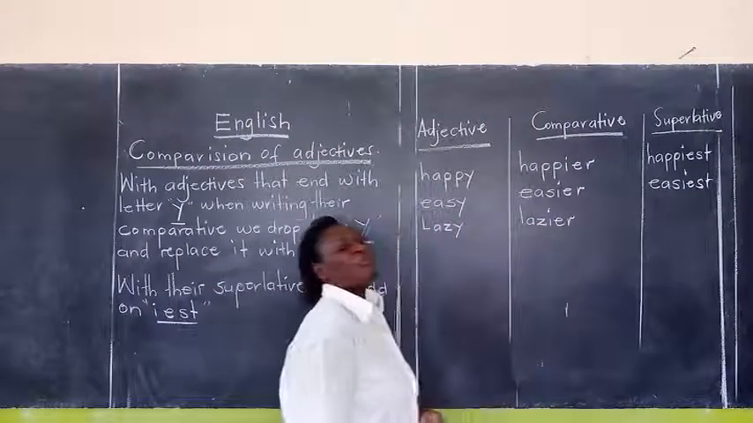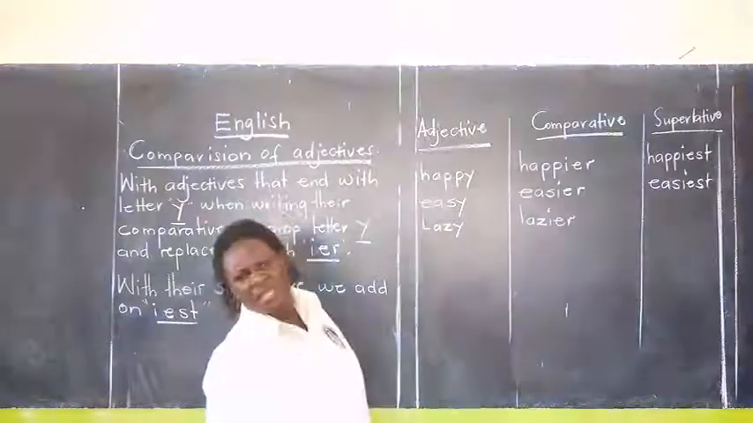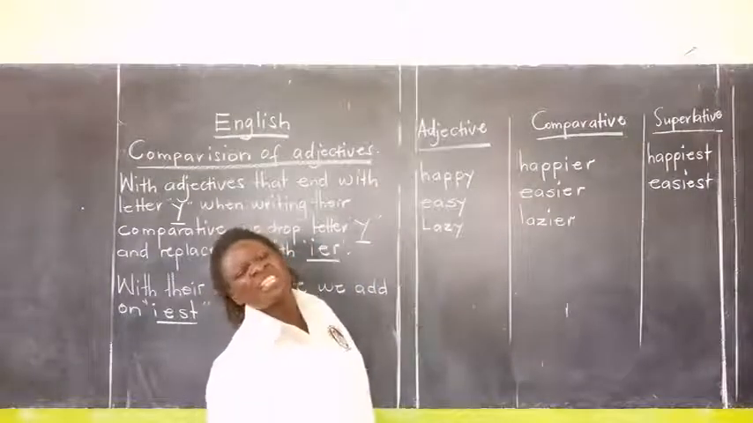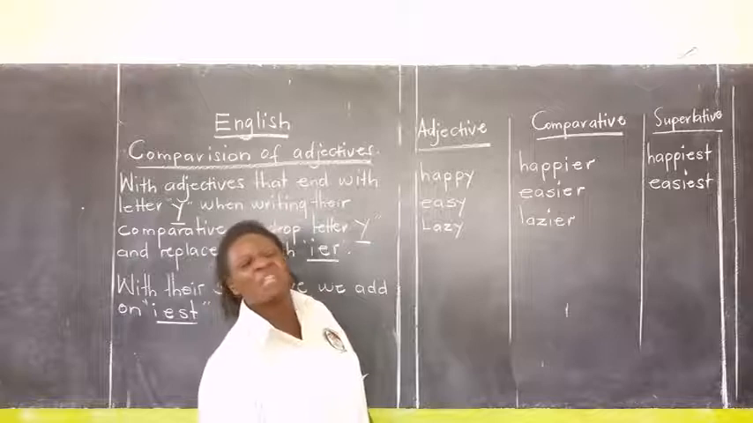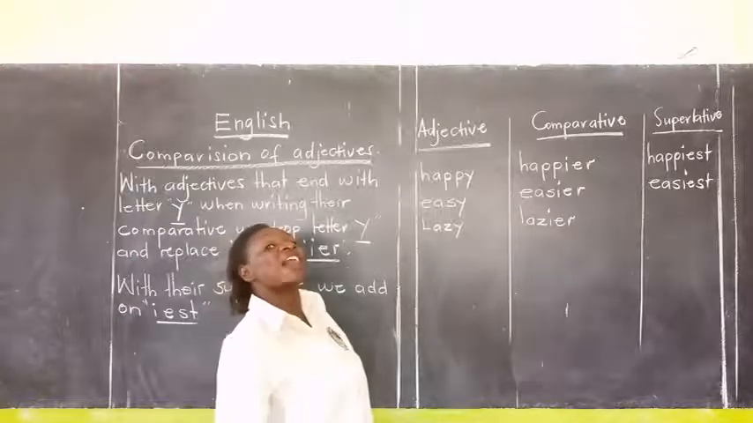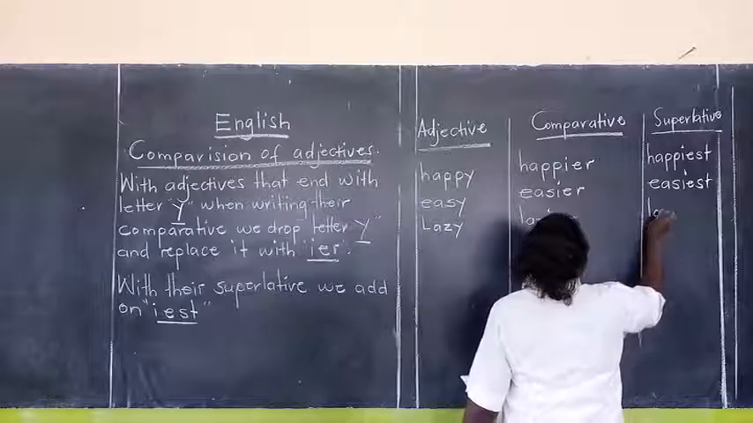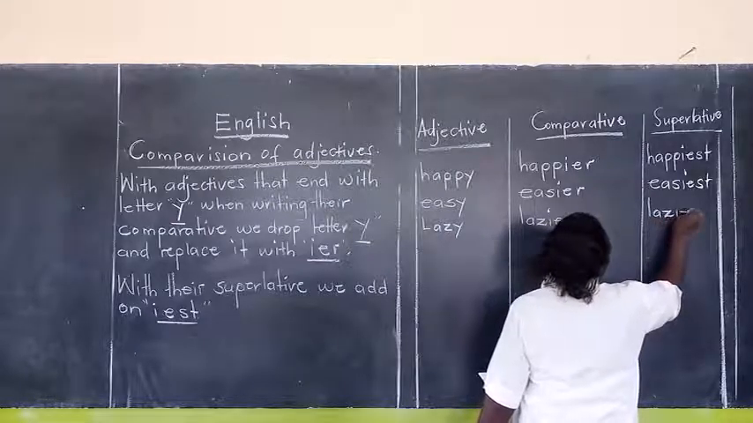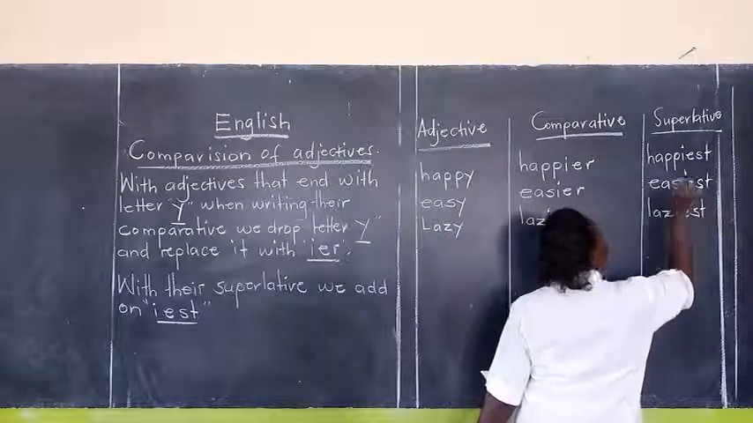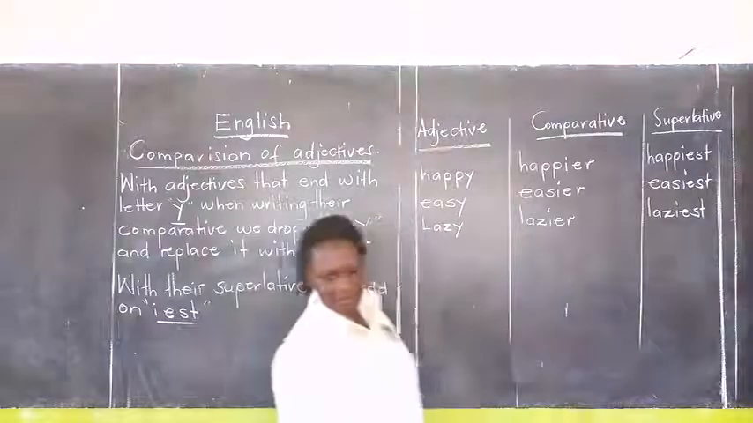Then you will find somebody who is beyond. This one cannot hold the spoon, but the other one, even bathing herself, she can't. That one is the laziest. Laziest. She's the laziest girl in the class.